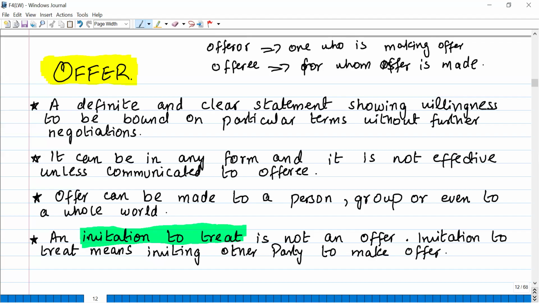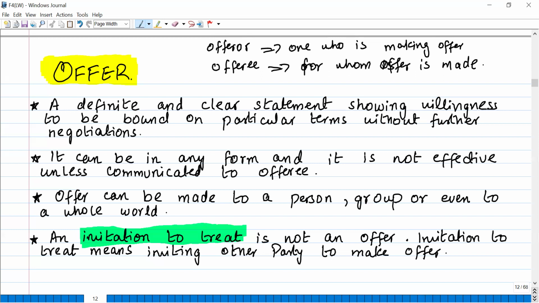You can make an offer to the whole world, for example, in the form of advertisements that reach around the whole world. So an offer can be made to an individual person, a group of people, and to the whole world. An invitation to treat is not an offer. Invitation to treat means inviting the other party to make an offer.